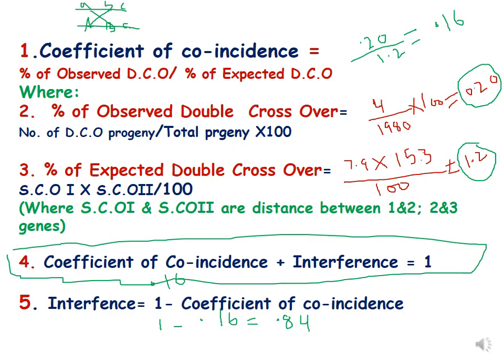This is the coefficient of coincidence formula: percentage of observed TCO, that is your double crossover, upon percentage of expected double crossover, where percentage of observed double crossover is the number of TCO progeny upon total progeny into 100. And the formula for percentage of expected double crossover is SCO in region 1 into SCO in region 2 upon 100, where SCO1 and SCO2 are the distances between the first and second, and second and third genes. The fourth formula is coefficient of coincidence plus interference is equal to 1, which we have already discussed. And fifth is how to find interference: when you subtract the coefficient of coincidence from 1, you get interference.